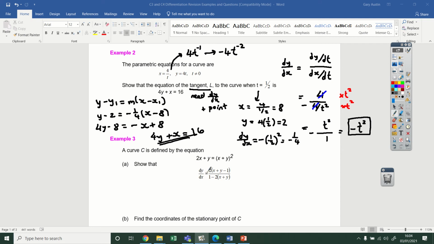Okay, this example 2 is finished. So that's the equation of the tangent. For the third one, I'm going to clear all my annotation first of all.